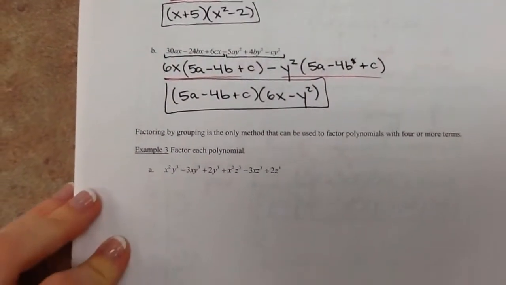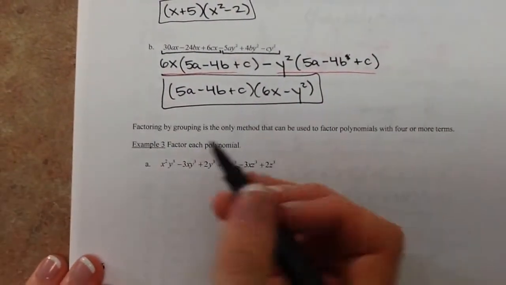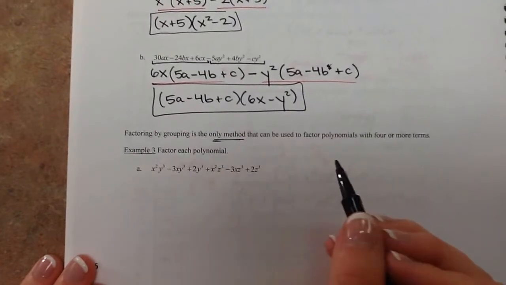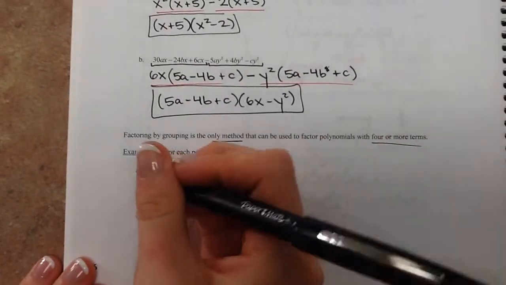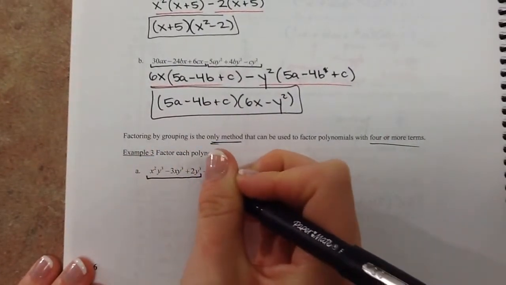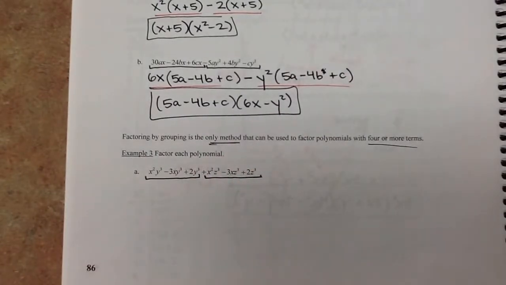Okay, another one here. We got 6 terms, and this is an important note here. It's the only method that you can use if you've got 4 or more terms. So if we see 4 or more terms, we know we're at least starting with this method. We might use different methods as we keep going.